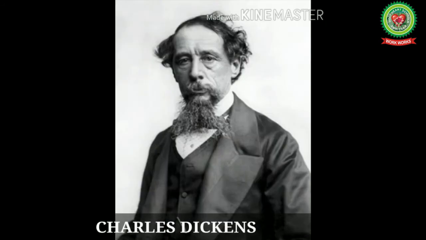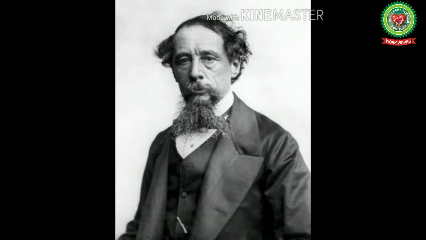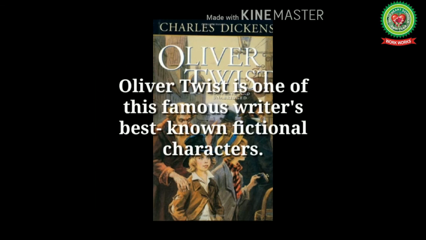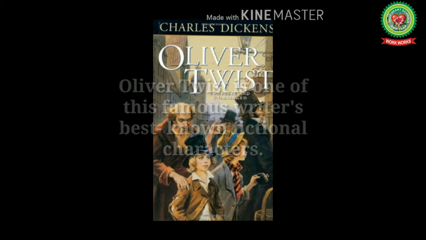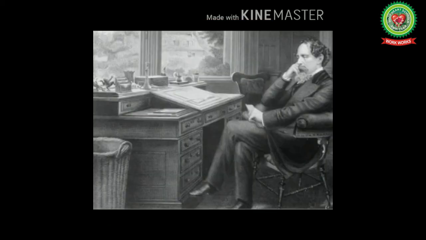Next one is Charles Dickens. Charles Dickens was a British novelist, journalist, and editor who wrote Oliver Twist, which is one of his best known fictional characters. The Oliver Twist novel is based on the classic theme of good over evil. He wrote 15 novels and many short stories, essays, and articles. His novels and short stories are still widely read today.